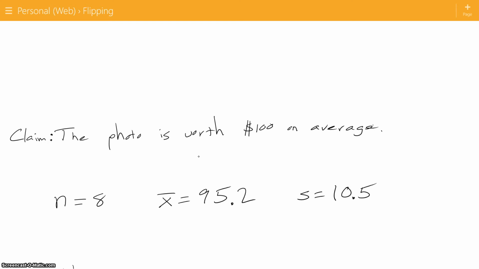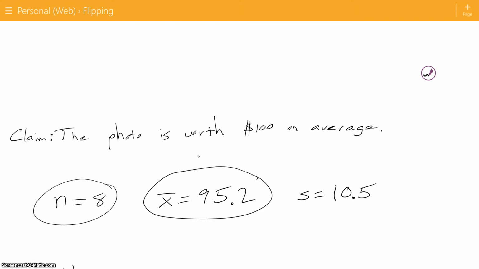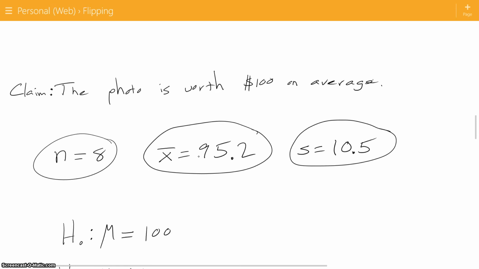And let's say you take a sample. So our sample is denoted here by n. So you've taken 8 samples. So you've looked at the price of the picture 8 times, and from those 8 times you're able to draw an average of just the sample, that's our x bar, of $95.2. This sample you have also determined by looking at the standard deviation is 10.5. It has a standard deviation of 10.5.